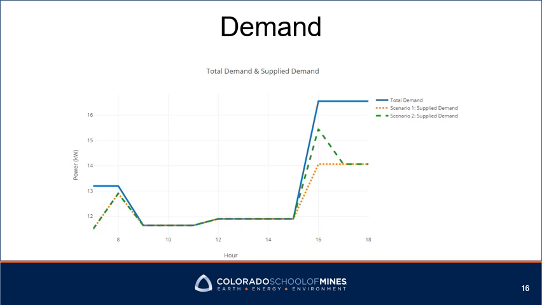And here we have the total demand given by the problem statement and the supplied demand of each scenario. You can see in the morning, each scenario has a little bit of load shedding between 7 a.m. and 9 a.m. It's the same amount between each scenario. And then throughout the middle of the day, the demand is being met by the supply up until 4 p.m. In scenario 1, for the last couple of hours, there's load shedding at a greater amount than in scenario 2. Scenario 2 is able to supply a little bit more load between 4 and 5 p.m. because the batteries have been recharged.